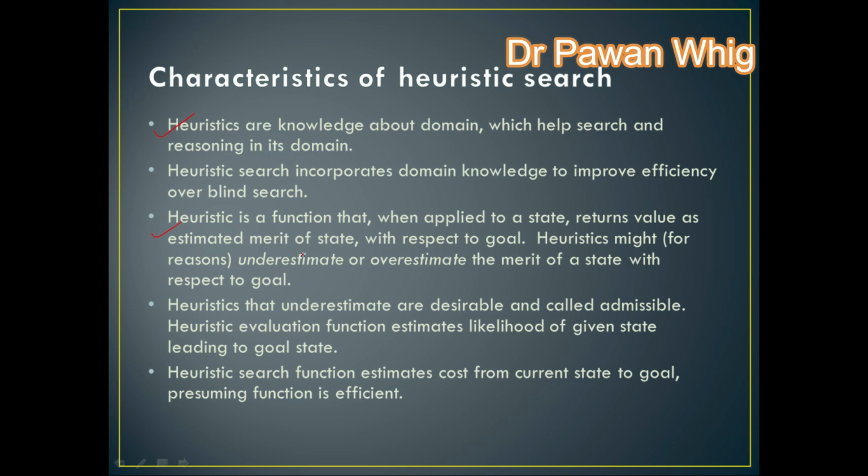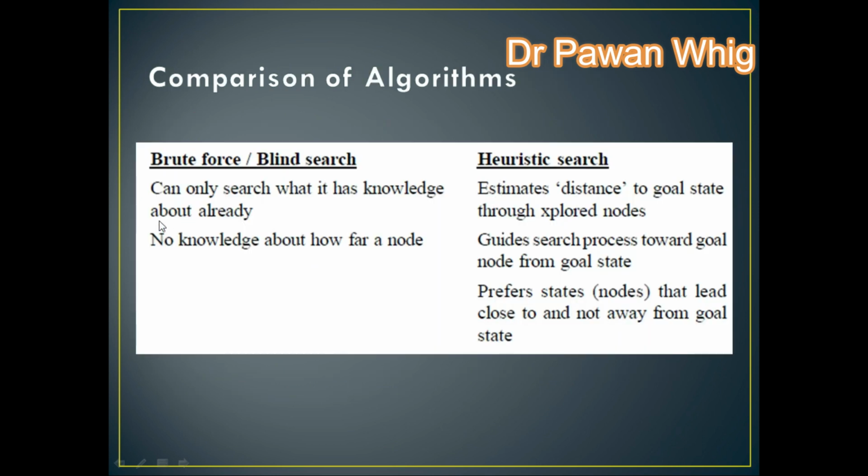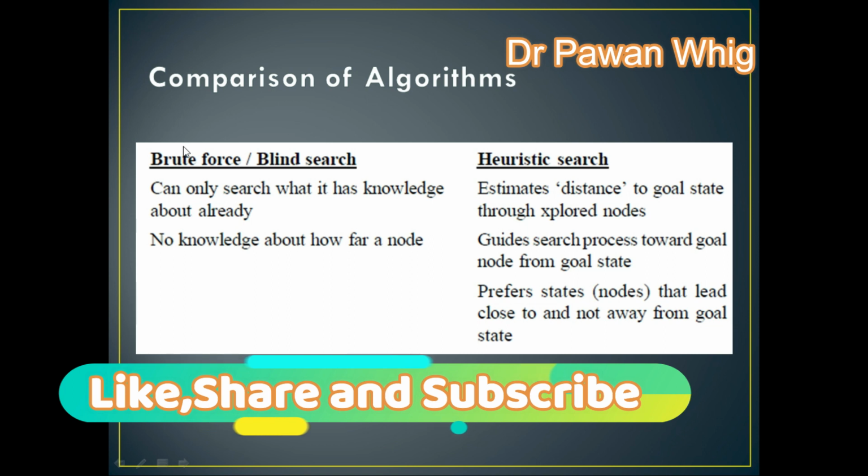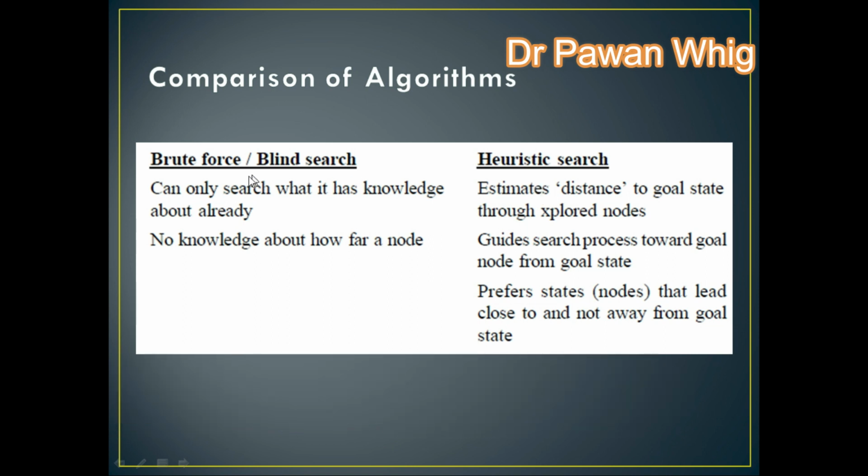Now we'll move forward. This is a comparison of brute force, which is uninformed, and informed search. Uninformed search only has the knowledge it already has and no knowledge about how far a node is. This is brute force, blind or uninformed search. Informed search, which is also called heuristic search, estimates the distance that I told you in the beginning of the slides and guides the search process towards the goal node from the current state. That's why we prefer this kind of search. I will demonstrate how heuristic search is better than these normal searches.